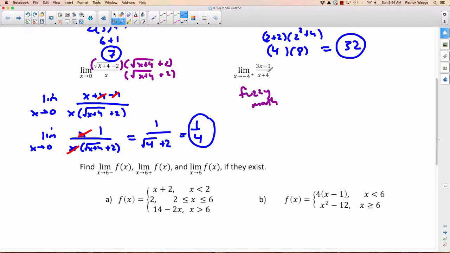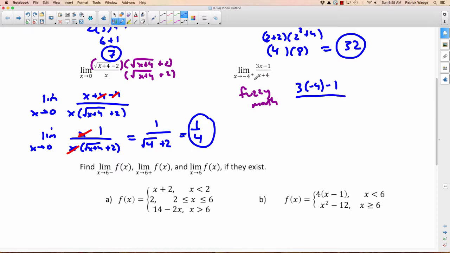So in the numerator, there's no problem. You don't have to be fuzzy about it. You can actually plug in. You get 3 times -4 take away 1, right? We're getting really, really, really close to -4. So why don't we just plug -4 in for all intents and purposes? On the bottom, you can't do that because -4 plus 4.